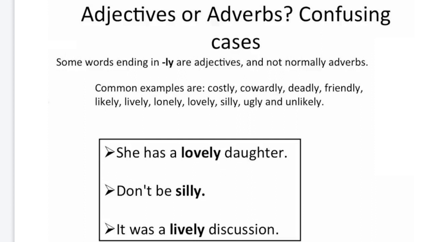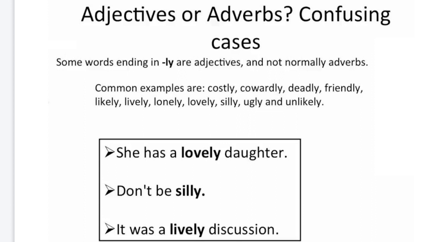For example, she has a lovely daughter. Make any sentence with the word lovely. If you are confused whether lovely is an adjective or adverb, make a sentence. So the sentence is, she has a lovely daughter. Now daughter is what? Daughter is a person. So it is a noun. And therefore lovely becomes an adjective because it is telling me something about a noun.